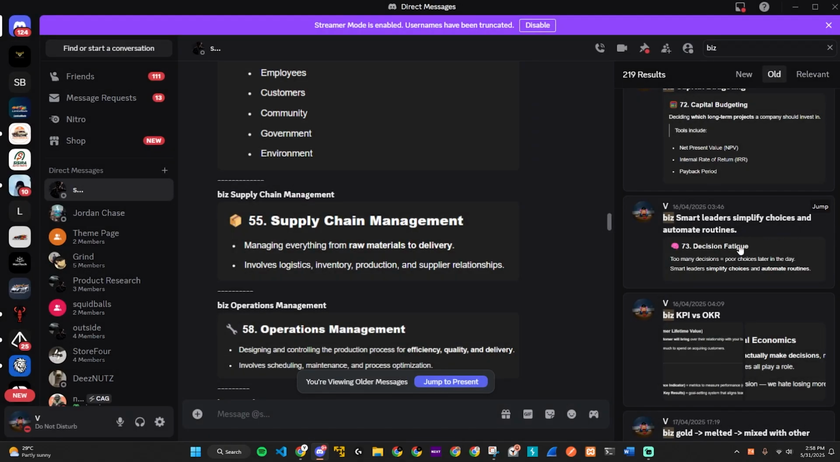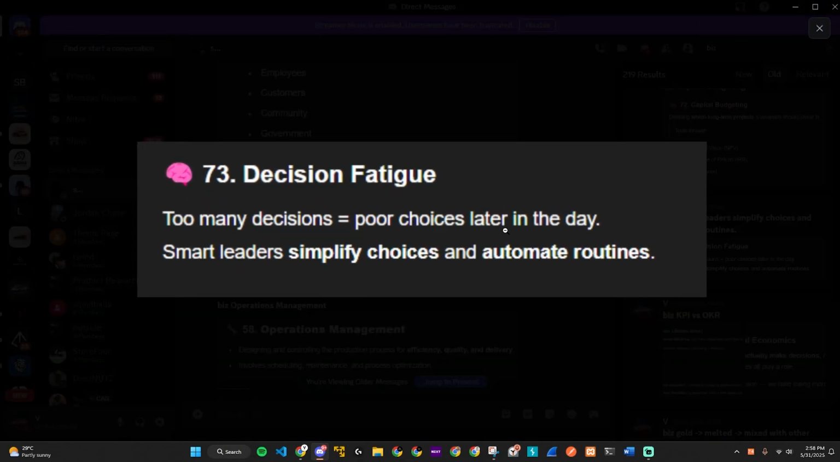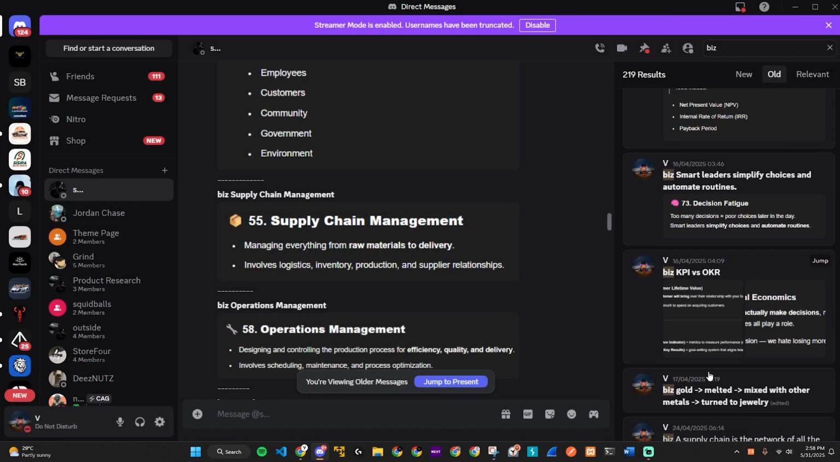Smart leaders simplify choices and automate routines, right? To avoid making poor decisions later in the day. Smart leaders simplify choices and automate routines.